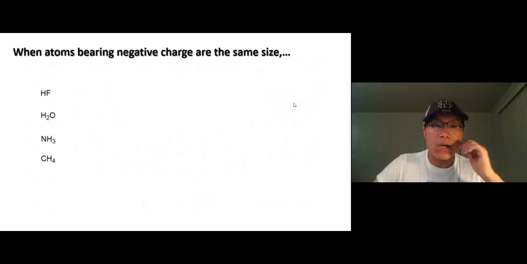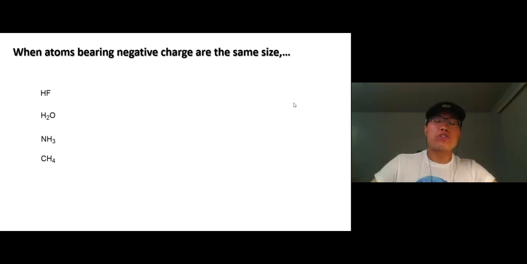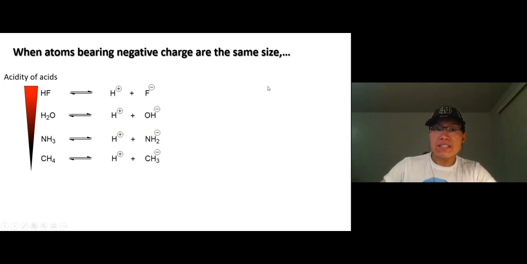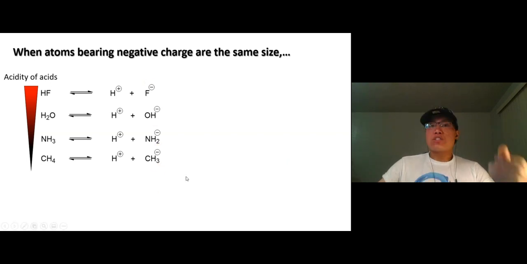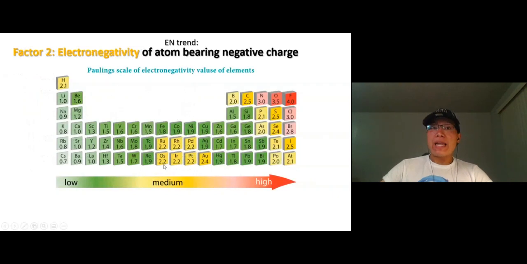Let's say I have hydrofluoric acid, water, ammonia, and methane, and they all act as an acid. I'll tell you, spoiler alert, hydrofluoric acid is the strongest acid here, and methane is the worst. But how come though? Same thing, draw out the conjugate base and let's analyze which one is more stable. First of all, size is not that different. So negative charge on fluorine, on oxygen, on nitrogen, on carbon. Size of these atoms are not that different, so can't do size here. But the big difference between these guys is they have way different electronegativity.